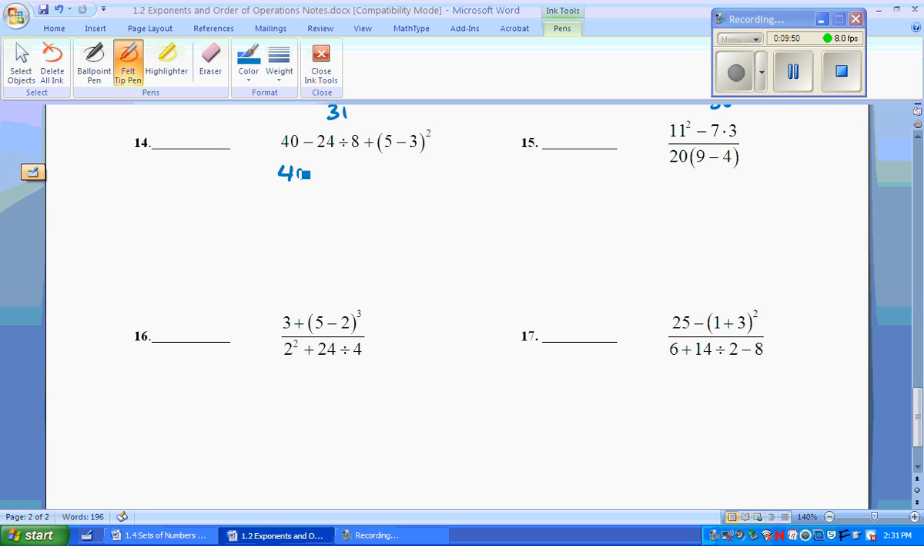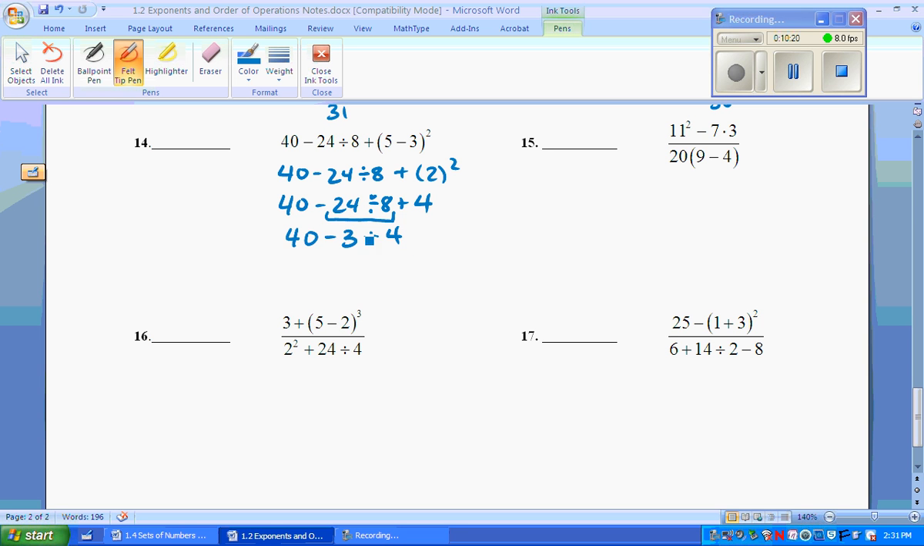Parentheses first, so we have 40 minus 24 divided by 8 plus, in the math here, 5 minus 3 is 2 and that's going to be squared. Exponents now. 24 divided by 8 plus 2 squared, which is 4. I see division, because working left to right, multiplication, division. 40 minus 24 divided by 8 is 3.